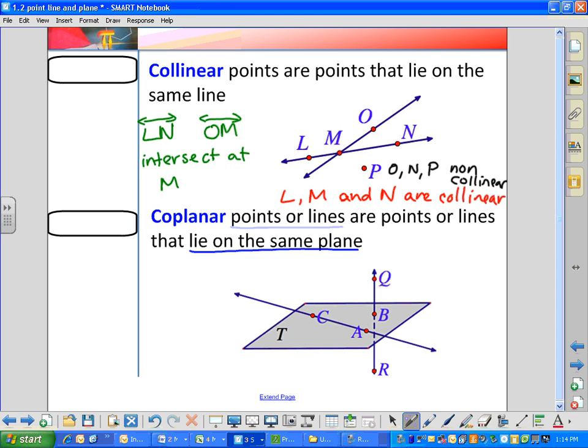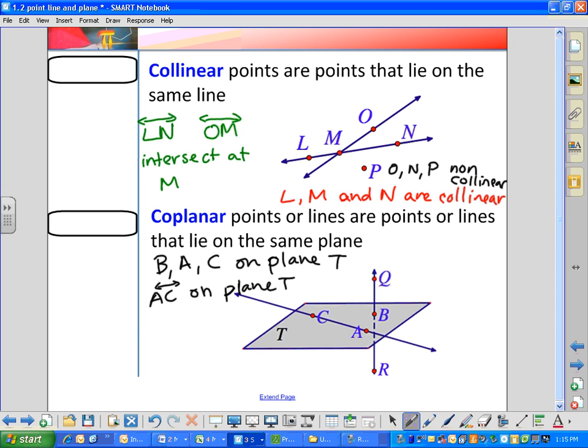So if you look at this example here, I know that reading these diagrams can be somewhat confusing sometimes, but here we have plane T, and points B, A, and C are on plane T. So line AC is also on plane T. However, line QR is going through plane T. So it's kind of like plane T might be represented by the top of your table, but line QR is going straight down through your table.